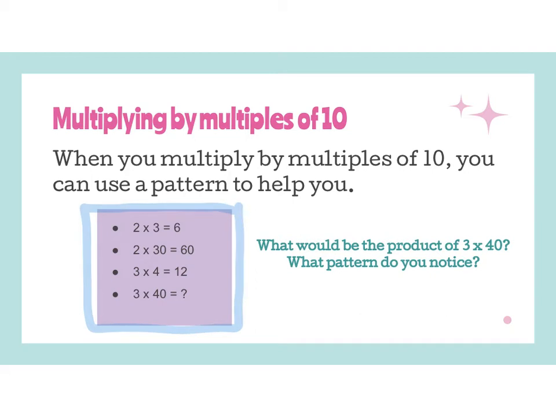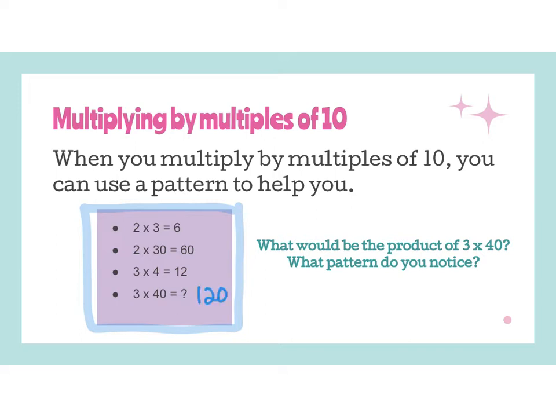2 times 3 is 6. 2 times 30 is 60. 3 times 4 is 12. 3 times 40 is... What would be the product of 3 times 40? What pattern do you notice? Pause the video, think about it, and then come back and press play.